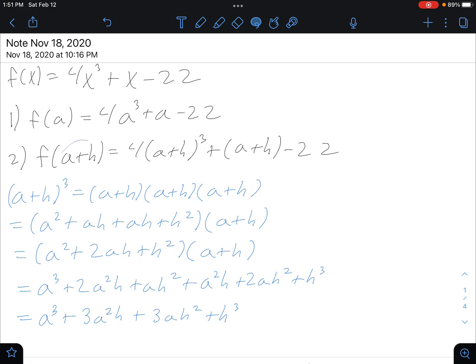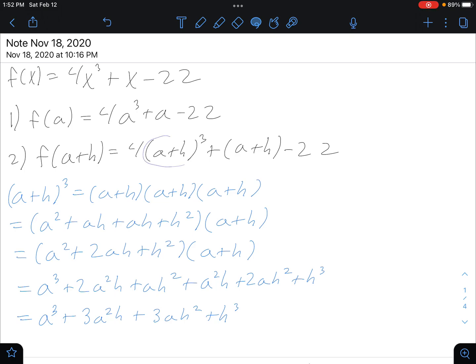Number 2 is where things get a little bit more hairy. We are switching the input to a plus h. So that becomes 4 times the binomial a plus h to the third power plus a plus h minus 22. Now, if you do have a coefficient in front of the a, which starts out in front of the x, then that's going to have to be here and distributed later on. My example did not include that.